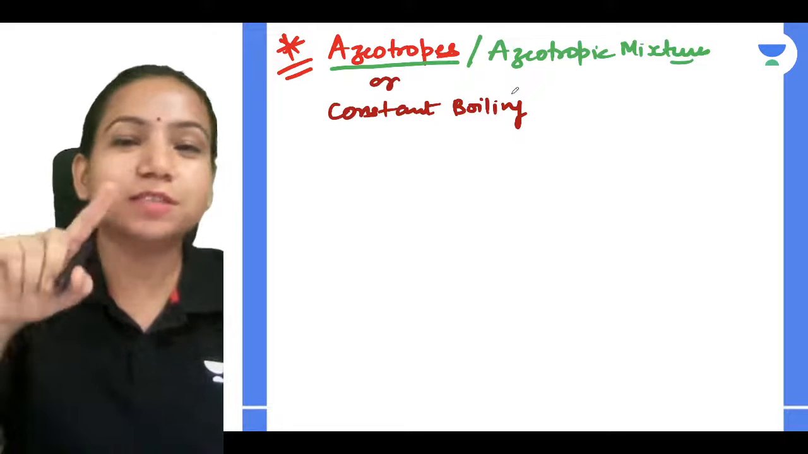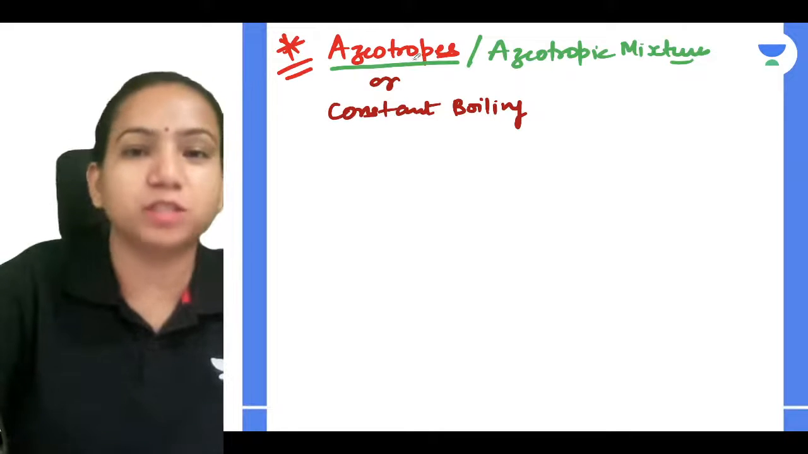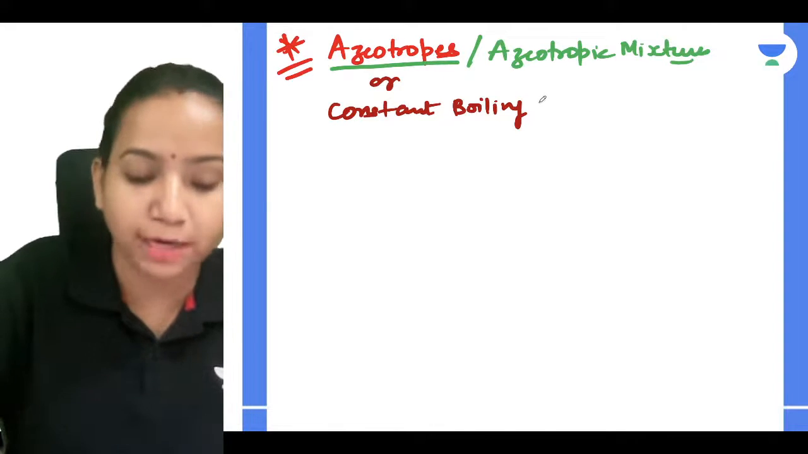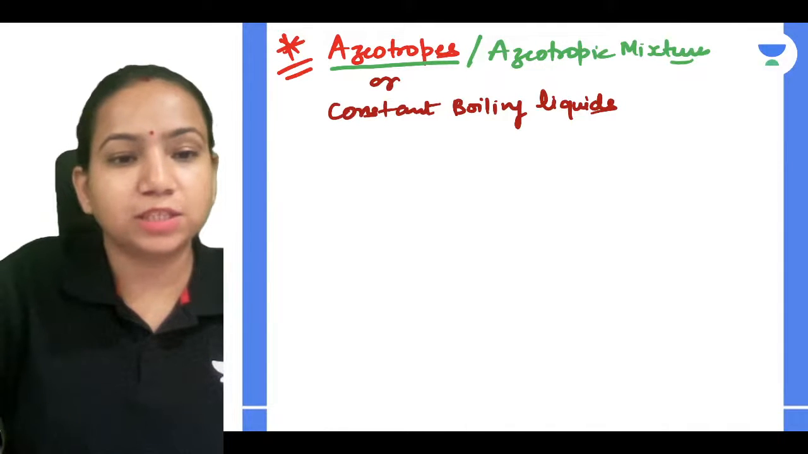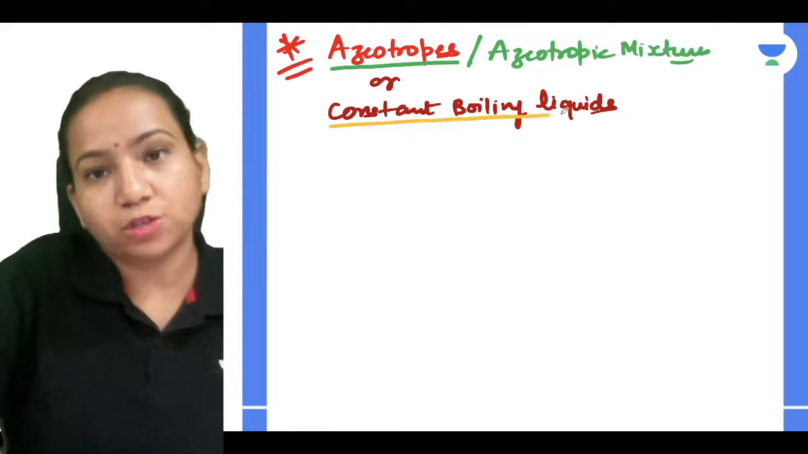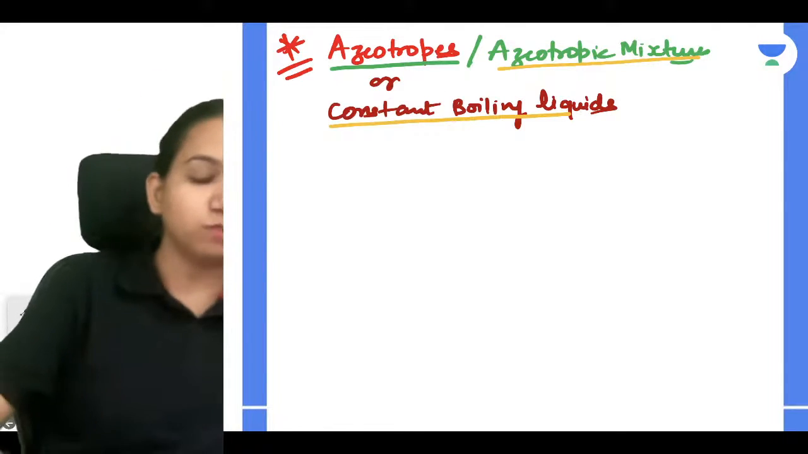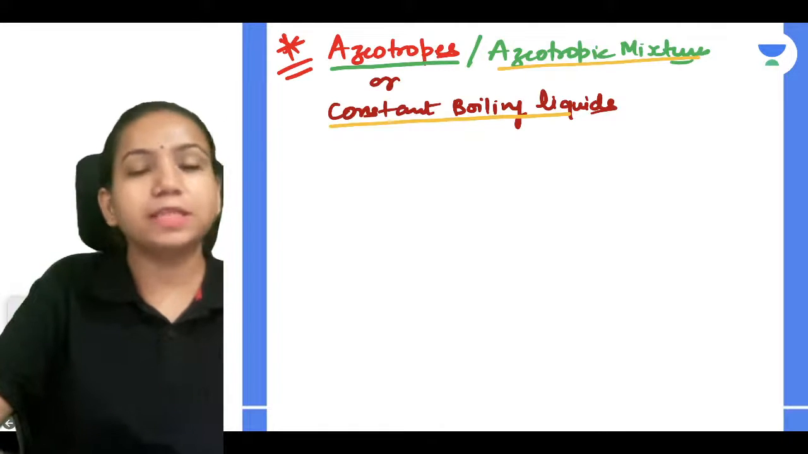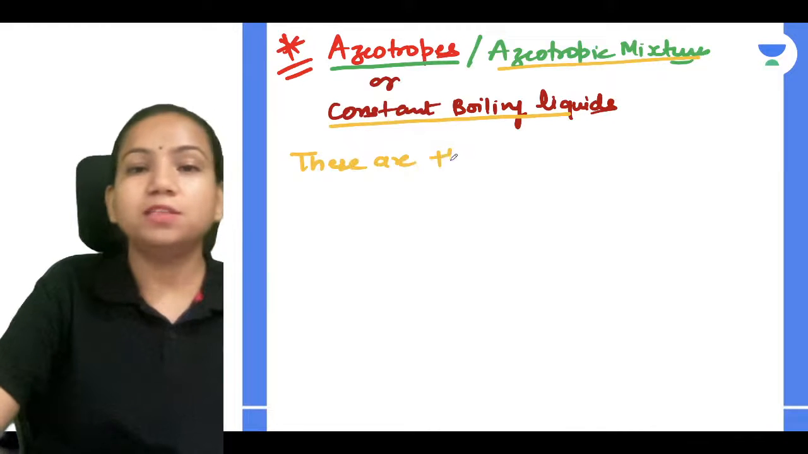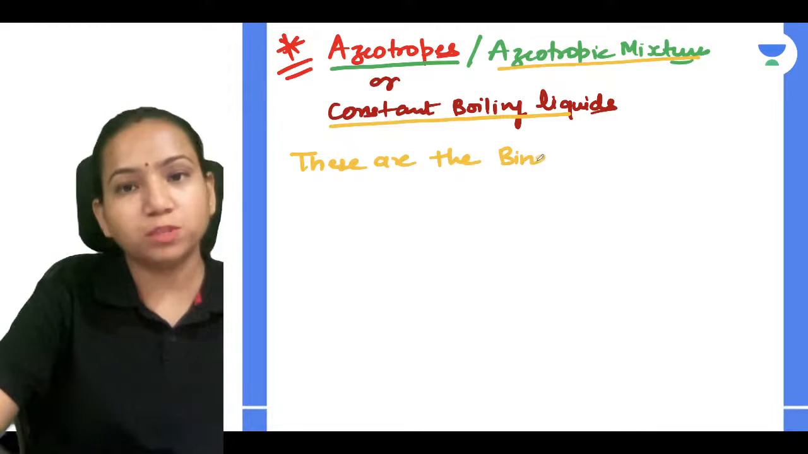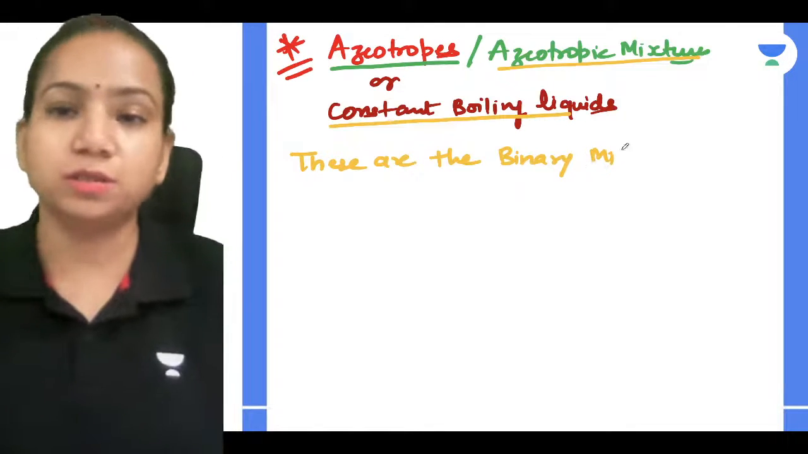We are talking about a small topic, but yet very important: azeotropic mixtures, also called constant boiling liquids. Let's understand how we can define them. First thing you have to know is that azeotropes are binary mixtures. Binary mixtures means the ones which have two components.